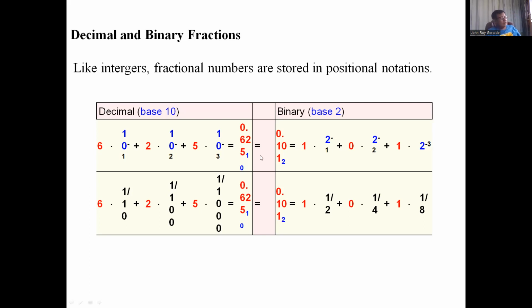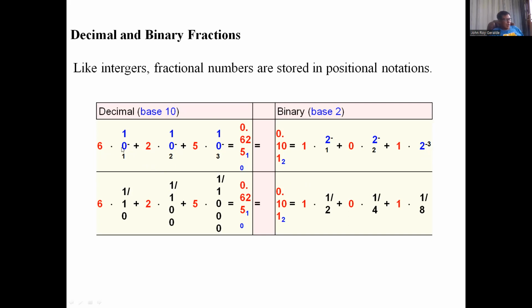Okay. So for fractions, it's a decrementing series: 2 to the negative 1, 2 to the negative 2, 2 to the negative 3, going to the right. When we go to the left, we are increasing. When we go to the right, we are decreasing. So in decimal, we have 10 to the negative 1, 10 to the negative 2, and 10 to the negative 3, if we're going to the right.